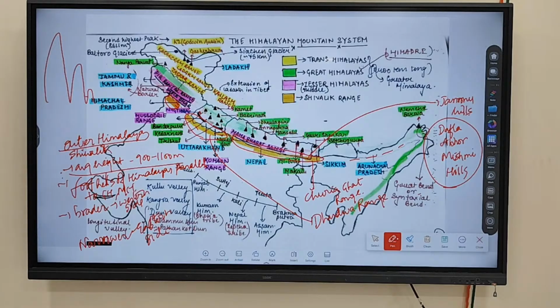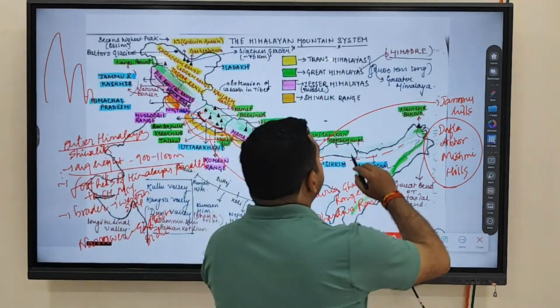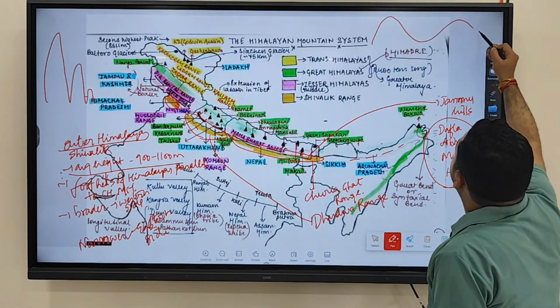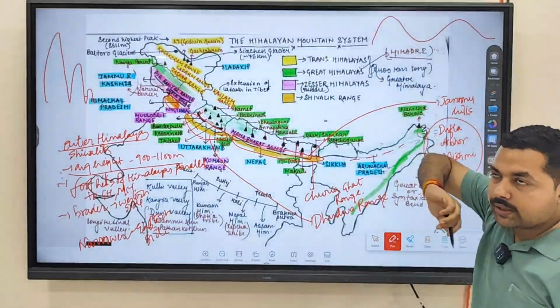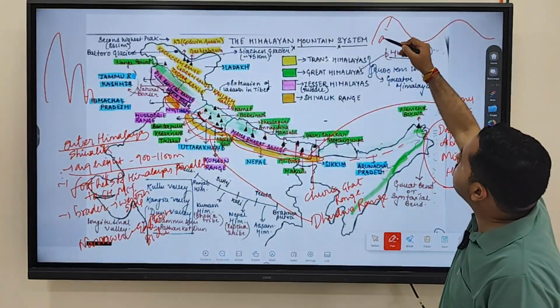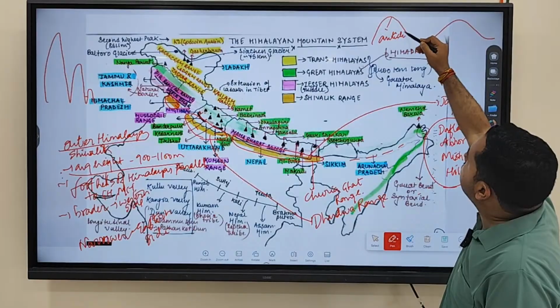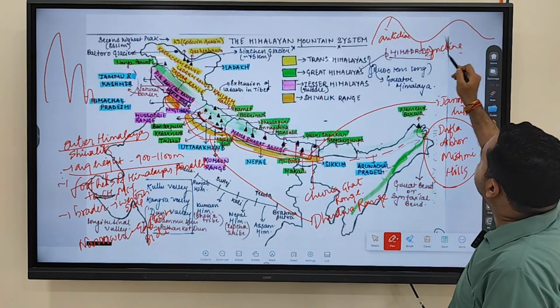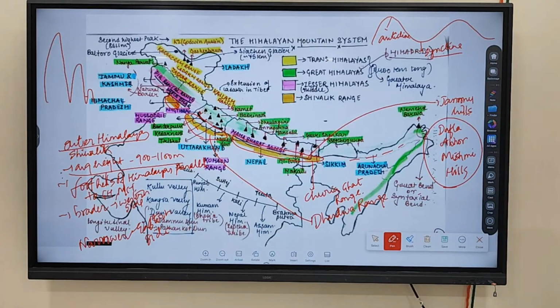Now when folding happens, you have folding like this. We discussed that when it is folded upward, it is called an anticline. When it is folded downward, it is called a syncline. So you have an anticline and you also have a syncline.